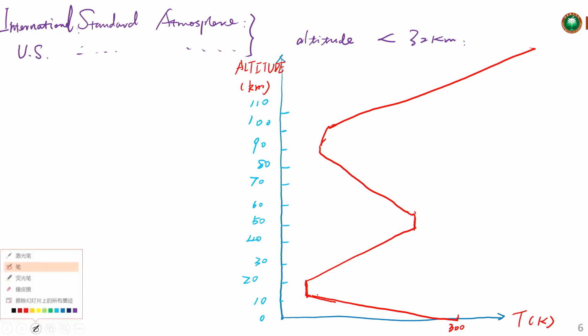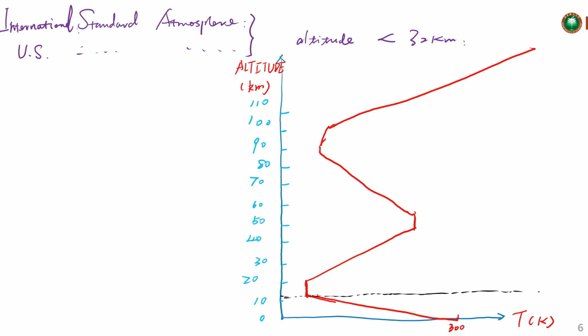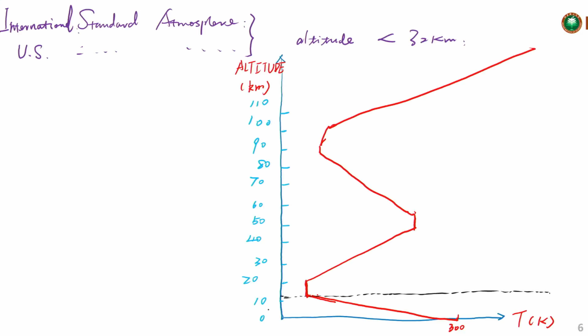And why does it follow such a pattern? That's because the atmosphere can be separated into several different layers. The first layer here we call the troposphere. And the top of this layer is called the tropopause.